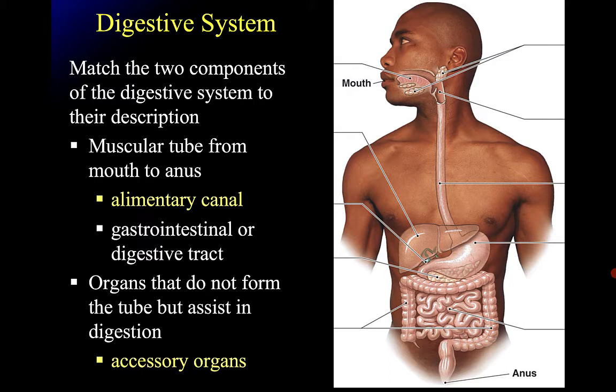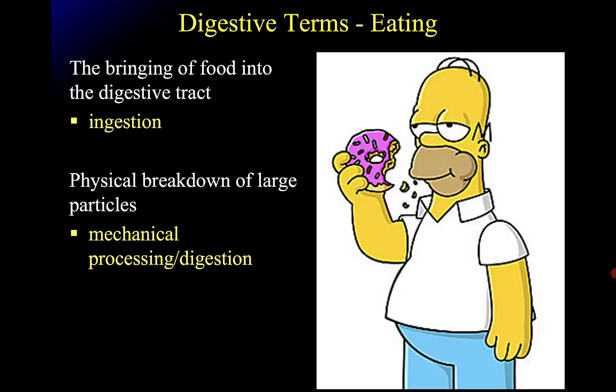And of course, when we think about digestion, we need to understand that it's both going to be mechanical and chemical in nature. So let's go ahead and talk about some basic terms we need to discuss digestion. We're going to begin with putting food into us, which is ingestion. And then we have to talk about the physical breakdown of large particles. This is best talked about as mechanical processing, although you may sometimes hear it referred to as mechanical digestion.